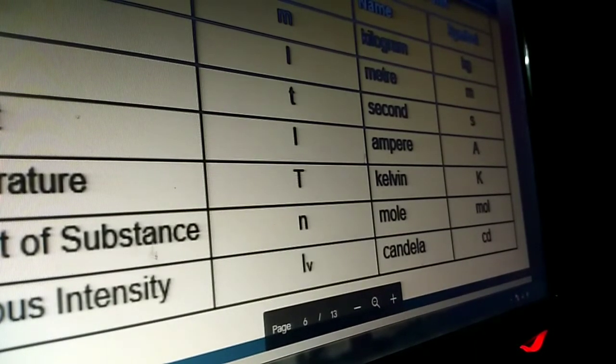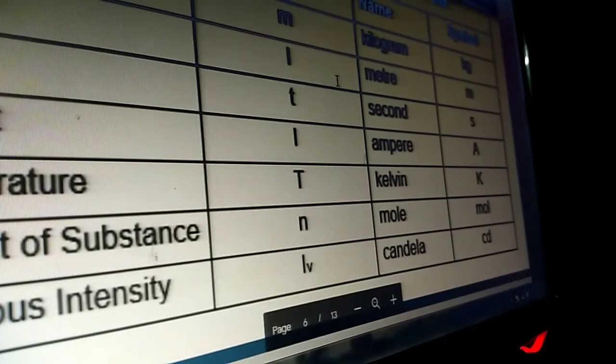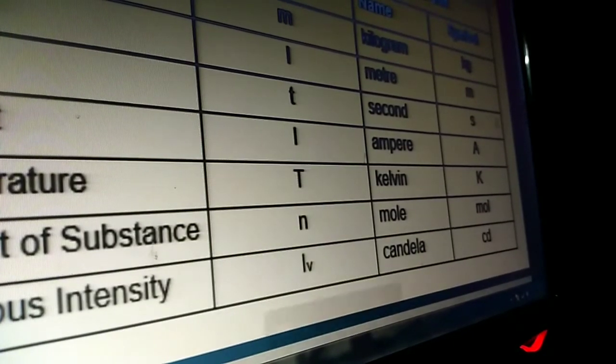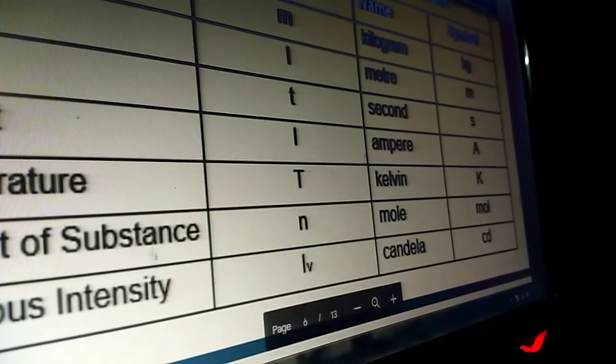For example, mass is kilogram, length is meter, and mass is symbolically represented with M. Length is L, time is T. In all the systems it is second only. Current is ampere, temperature is Kelvin, and these are the symbols, with one letter we will be representing. Amount of a substance is N, which is known as mole, and the symbol of the unit is mol. And luminous intensity, that is the brightness of light, is called candela. These are the standard units.